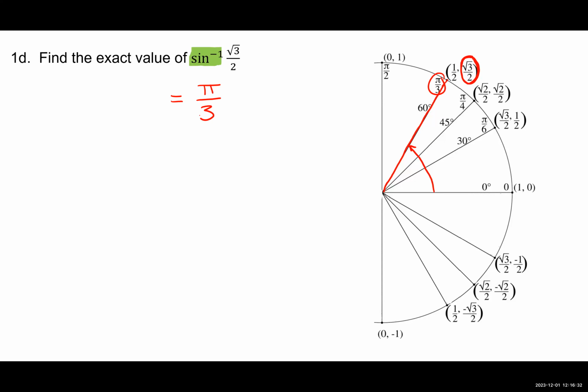Just we want to make sure we're using the correct part of the unit circle. Remember, to talk about inverse trig functions, we had to restrict the domain. Only look at a portion of the function. So that means we're only looking at a portion of the unit circle.